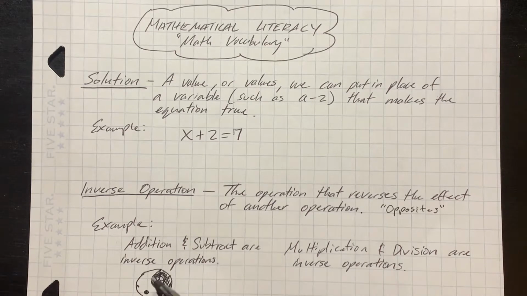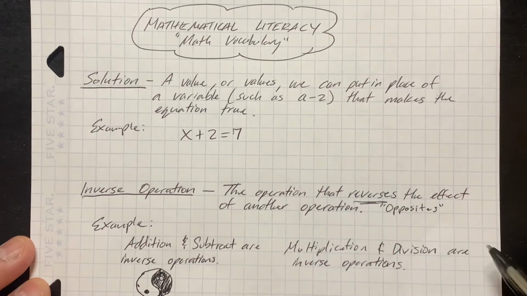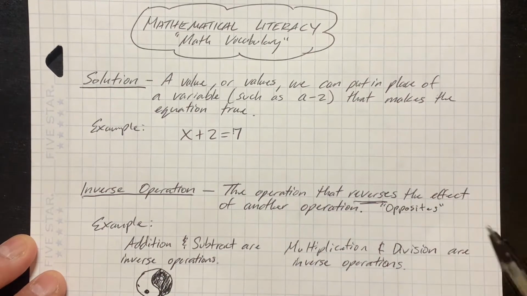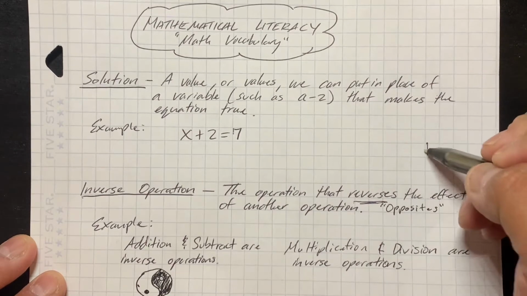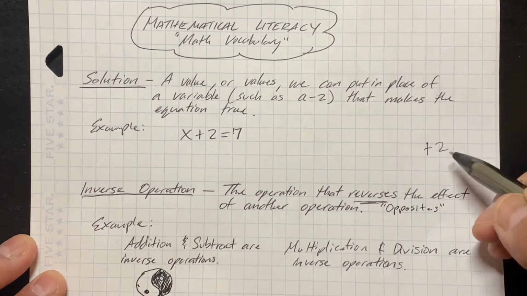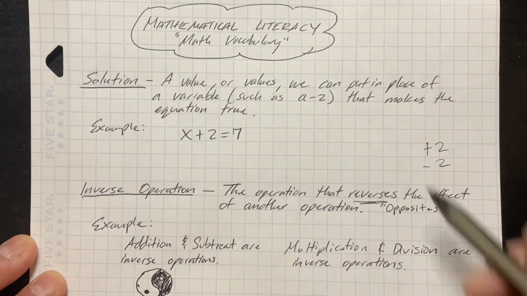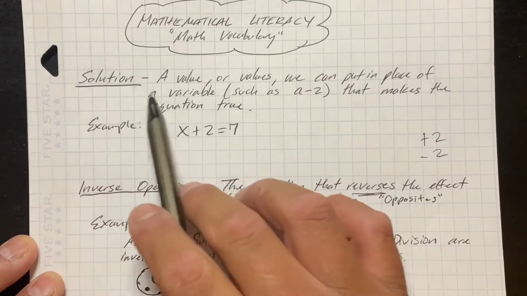It's kind of like yin-yang, day and night, bad and good. Everything has an opposite. So remember, it reverses the effect of another operation. If I were to add 2 to something, to undo that, I would subtract 2. With that being said, let's talk about a solution.